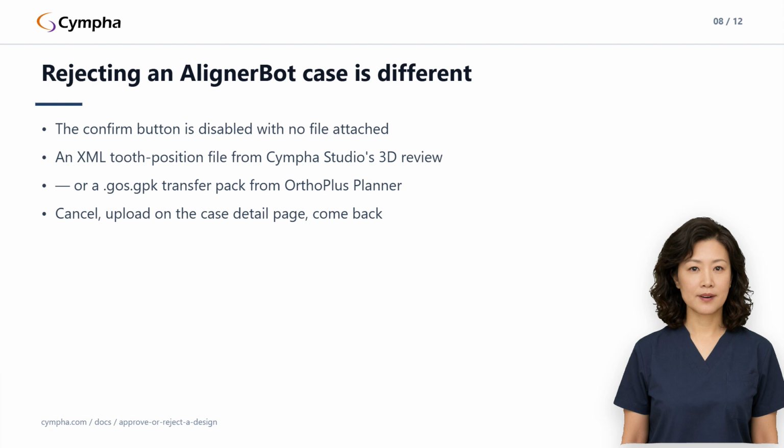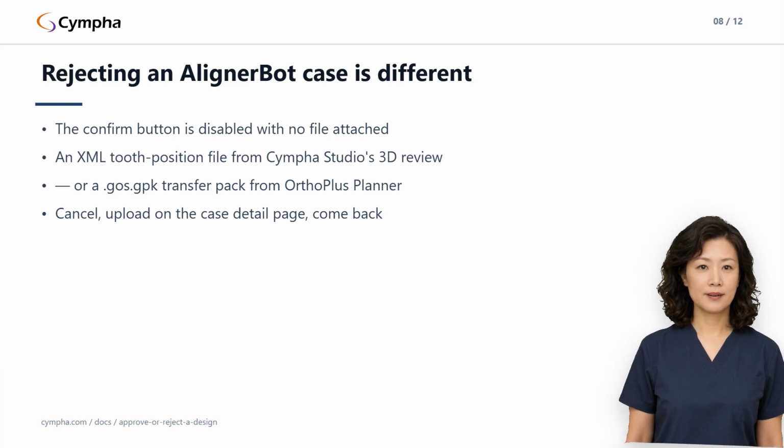Now the reason for the guard. The AlignerBot planner has no English parser. A comment that says Move Tooth 8 Buccally is simply not actionable to it. So you either hand it an updated XML, typically by restaging the case in Cympha Studio's 3D Review and exporting the tooth position file, or a replacement transfer pack, typically by opening the case in Ortho Plus Planner, editing it there, and saving the pack. Once the artifact is attached and you confirm, the agent redispatches phase 1 with your new artifact as the overlay.